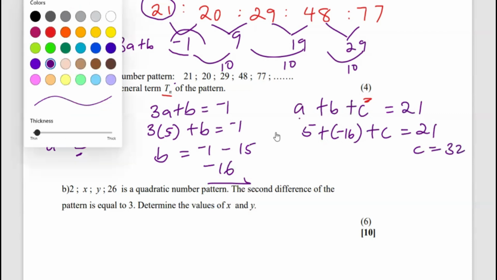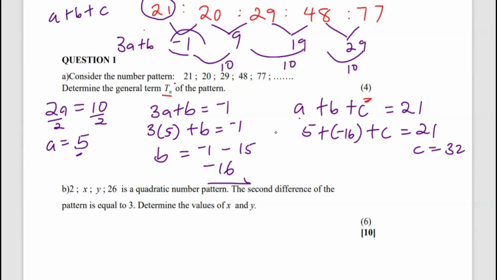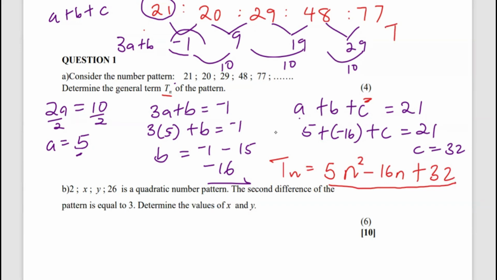Then if I have my A, B, and C, then I can go on and write out the general term. So that's going to be 5n squared minus 16n, plus 32. Sometimes this is just in terms of n. It could be possible that they ask you for the TP, which means your variable must be P. All right, so that is how I would have approached that question for the 4 marks.